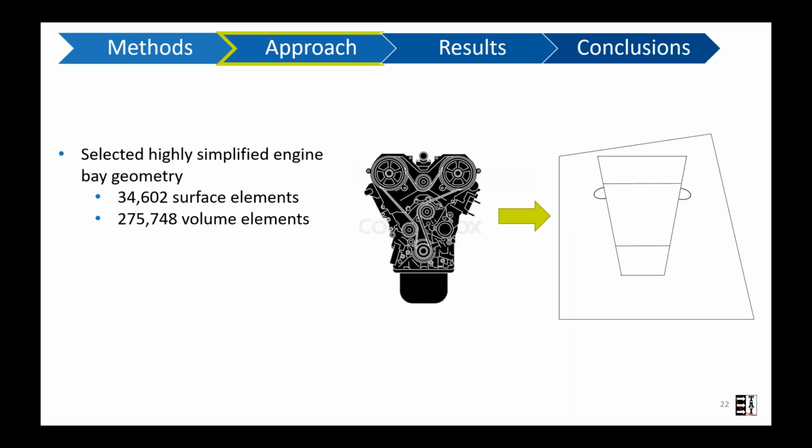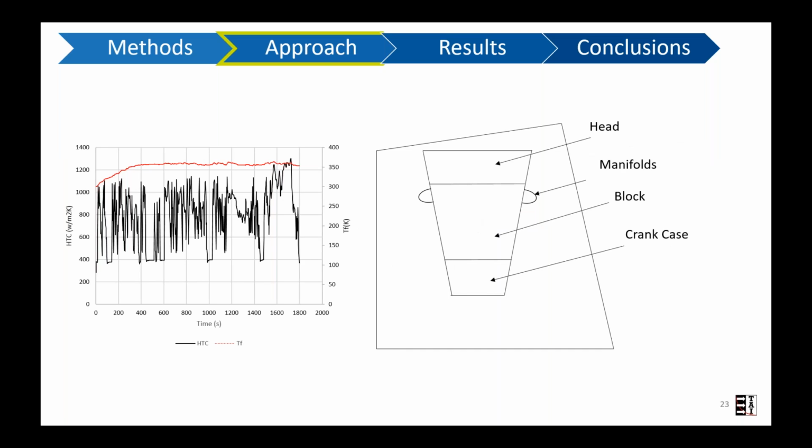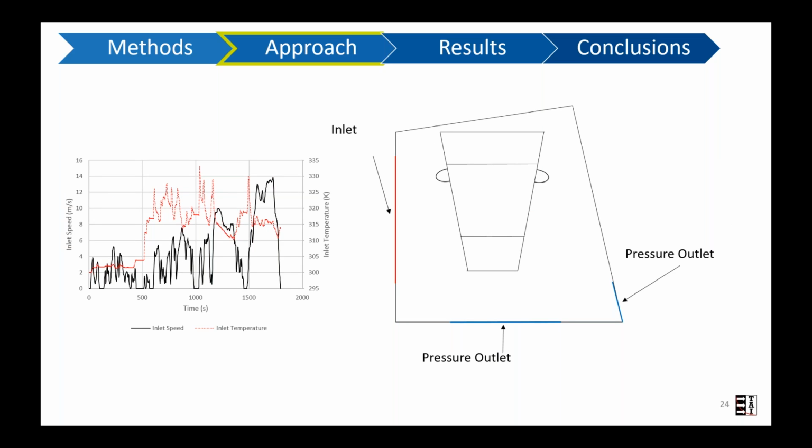The approach used today to compare the methods includes using a simplified geometry of an engine bay. The mesh sizes are stated here, and the mesh was kept constant between all methods. The sources of heat for this model include the head, manifolds, block, and crankcase. Each has a defined H&T that drives the temperature. Last, there's one inlet and two pressure outlets. At the inlet, there is a defined speed and temperature.